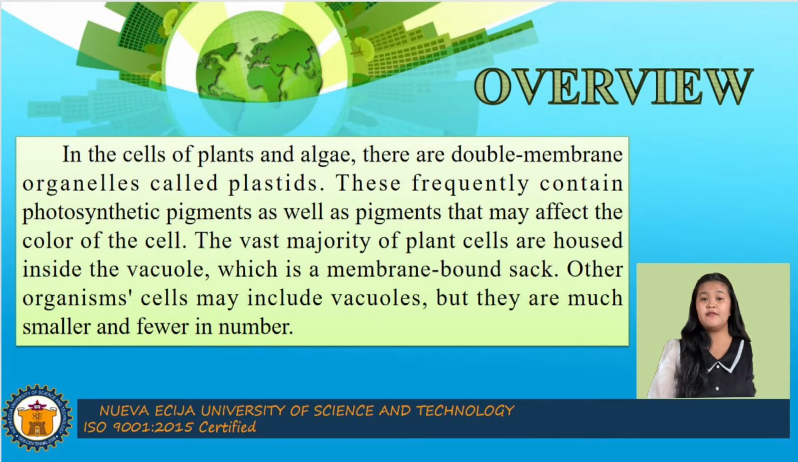In the cells of plants and algae, there are double membrane organelles called plastids. These frequently contain photosynthetic pigment as well as pigment that may affect the color of the cell. The vast majority of plant cells are housed inside the vacuole, which is a membrane-bound sac. Other organism cells may include vacuoles, but they are much smaller and fewer in number.